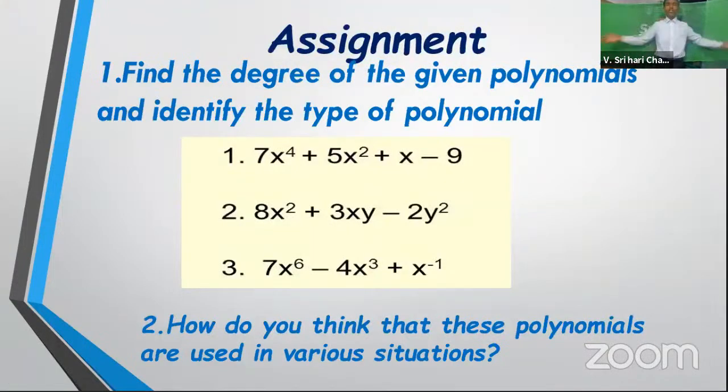So now we are on the conclusion. The assignment for this lecture is to find the degree of the polynomial. Find the degree of each of the given polynomials and identify the type of polynomial. Here I have given you some polynomials. You need to identify what type of polynomial each one is, so you need to find the degree of that polynomial.